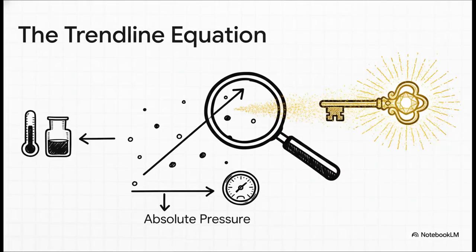But the real secret, the big discovery, is hiding in the equation for this line. Remember, y is our temperature over volume, and x is the absolute pressure. So what does that mean? It means m, the slope of the line, is the constant that connects them. And this isn't just some random number. That slope we just found is directly tied to a fundamental constant of nature, the ideal gas constant.